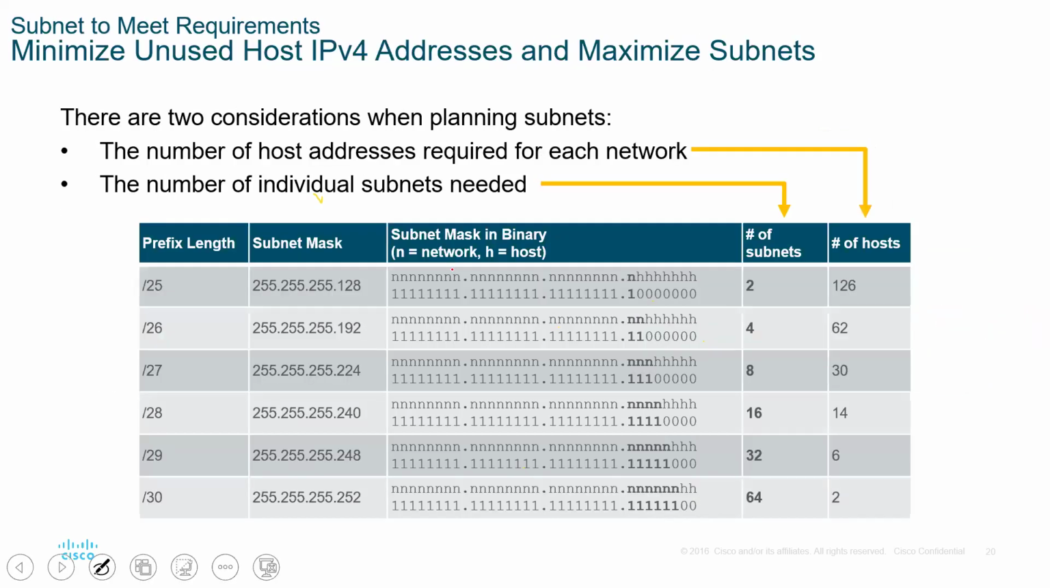There are two considerations when planning subnets. One is the number of host addresses required for each network, and the other is the number of individual subnets needed. If you are doing your boundary from a /24, then it will tell you how many bits you need for hosts and how many bits you need for the network. If you are doing yours from a /16 boundary, then it tells you the number of bits you also need for each of them.